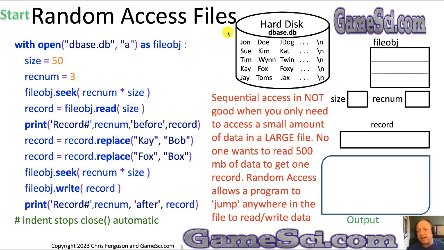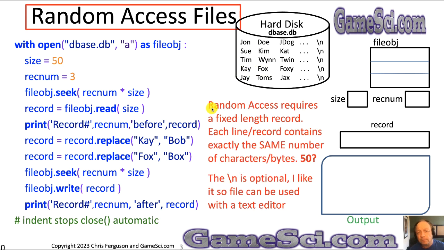Random access files. Sequential access is not good when you only need to access a small amount of data in a large file. No one wants to read 500 megabytes of data to get one record. Random access allows a program to jump anywhere in the file to read and write data. So instead of going line by line, I'm going to jump straight to kfox and read kfox directly.